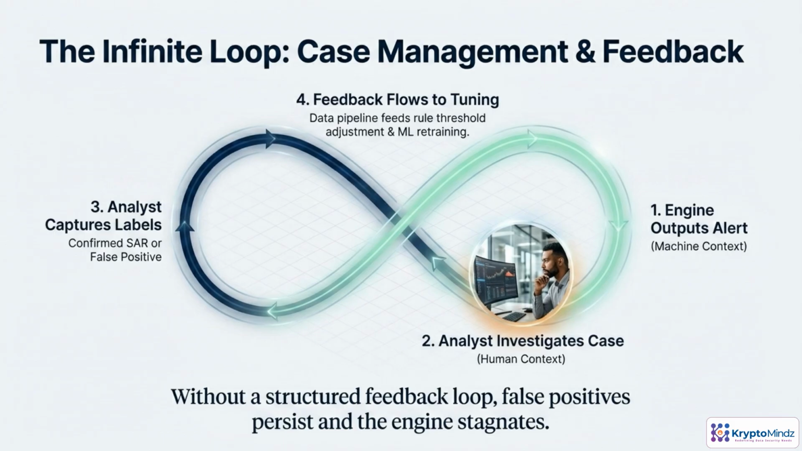You can picture AML as an infinite loop between machines and humans. The engine fires an alert based on its rules and models. An analyst brings human context, investigates the case, and decides whether it's truly suspicious or a false positive. Crucially, that decision must be captured as a label and pushed back into the system. Those labeled outcomes drive rule tuning and model retraining. If you skip this feedback loop, false positives stay high, blind spots remain, and your monitoring program slowly degrades.